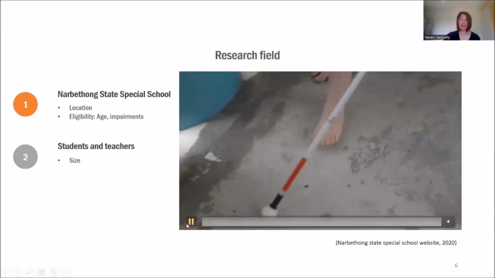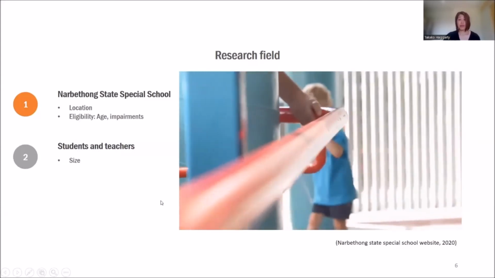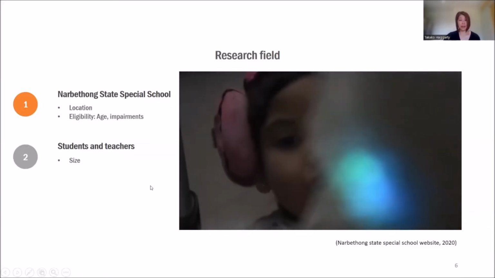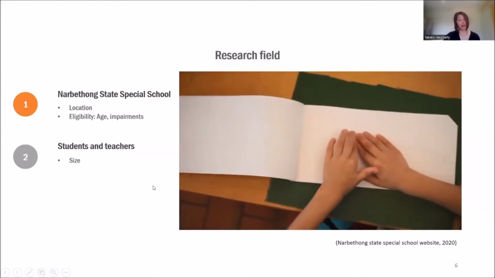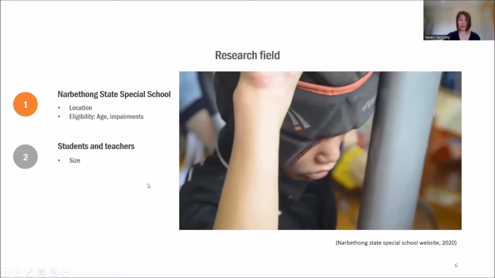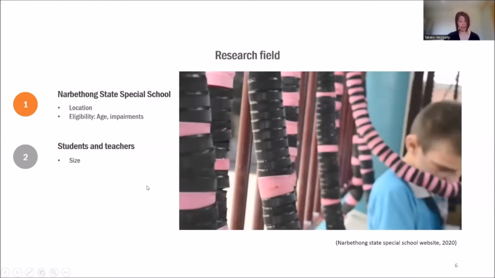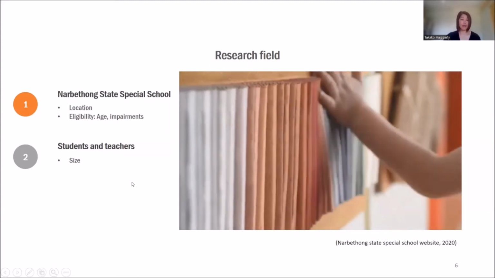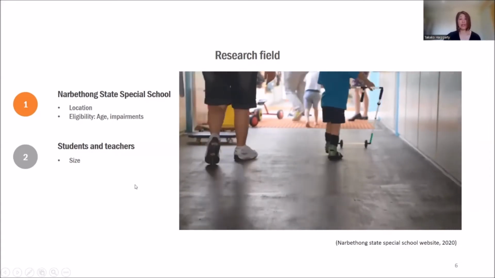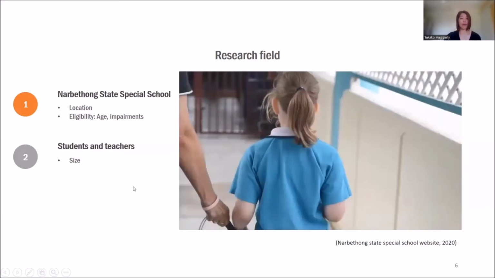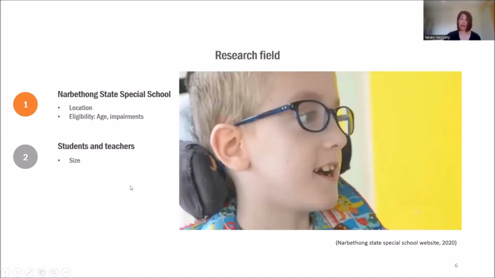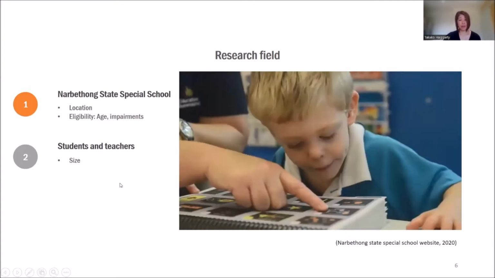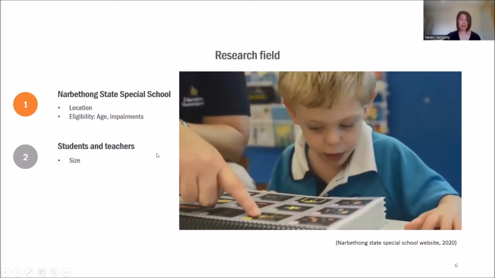My research field was Narbethong State Special School, Brisbane, Queensland in Australia. They cater for students with vision impairment as well as intellectual disability, from prep to year 12. It's a small school, with 47 students enrolled in 2020 semester 2. I had a great opportunity to collect in-depth and meaningful data from this school, because it is really a center of the VI community. Not only the school exists, they have an alternative library, an O&M team, therapists and nurses. They're all working together to provide the best possible educational opportunity for students with vision impairment and also intellectual disability.